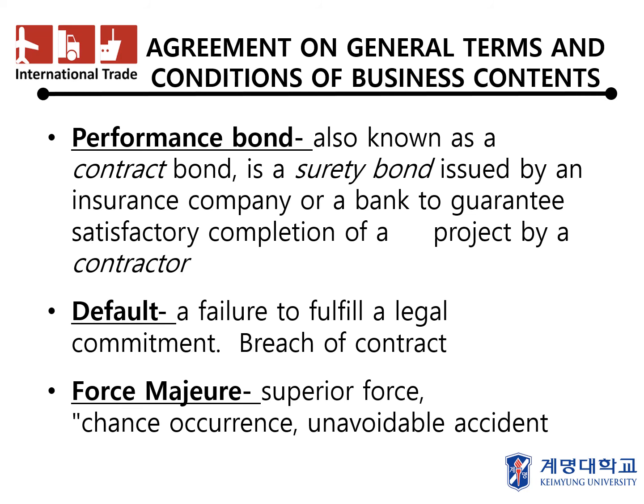Next is the force majeure. Of course, there are some eventualities or happenings in international trading which are not man-made or are sometimes unexpected. Okay, so these are some of the superior force or chance occurrence or unavoidable accident. When this happens, we call it force majeure.